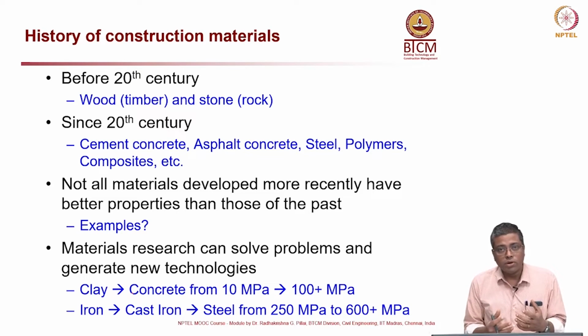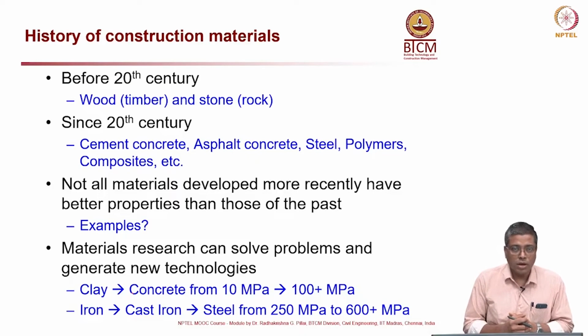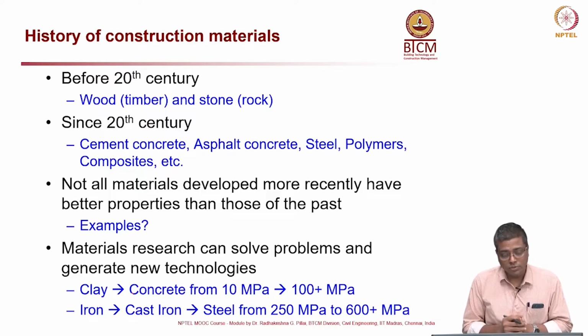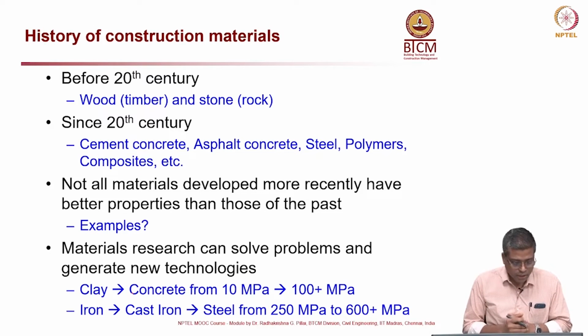But today when we talk about concrete, we talk about easily M30, M40, even up to M100. M here is like 100 MPa plus concrete. M is the characteristic strength. We will talk about that later.